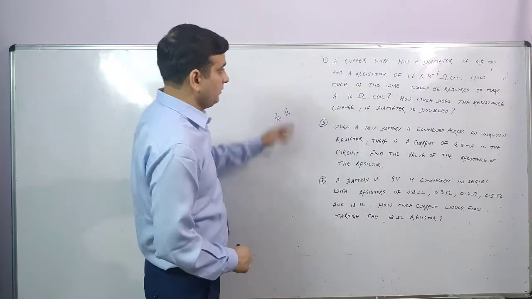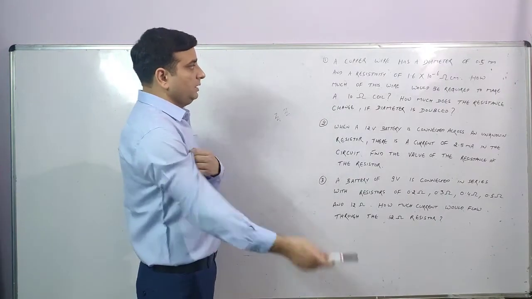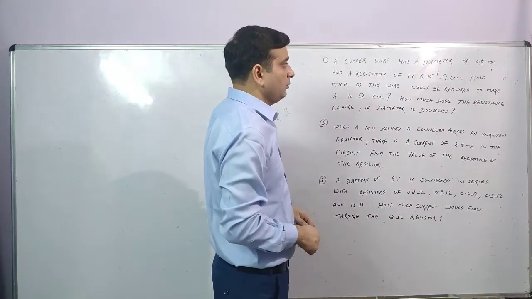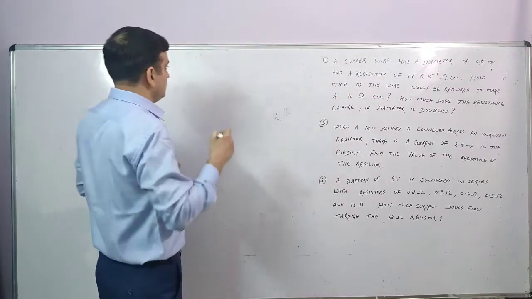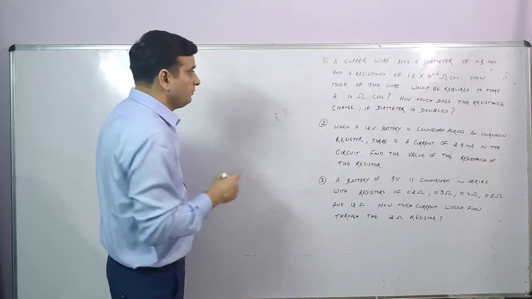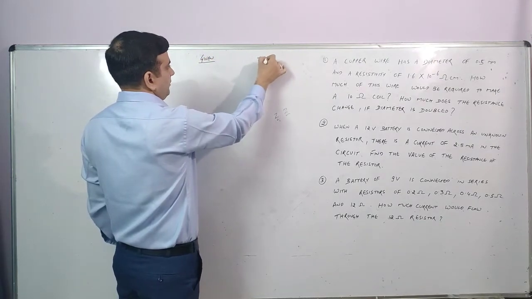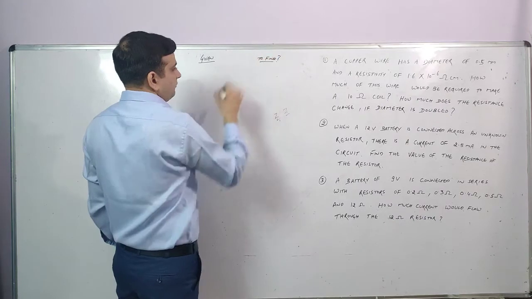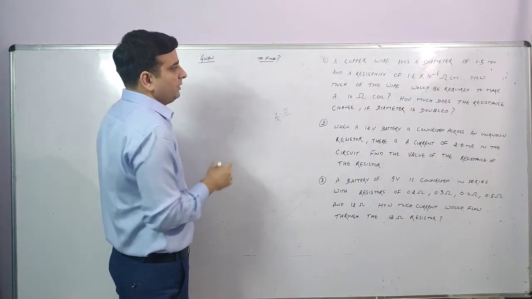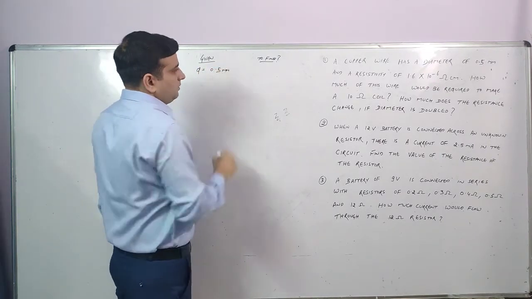So we will start with the first one. First, read the statement carefully. What is written here? A copper wire has a diameter of 0.5 millimeter. Again we will divide the numerical statement into two parts: what is given, and what we have to find. From the first line, a copper wire has a diameter of 0.5 millimeter.